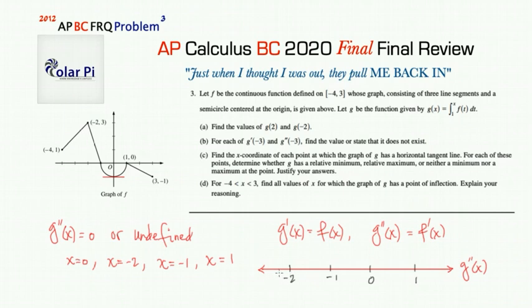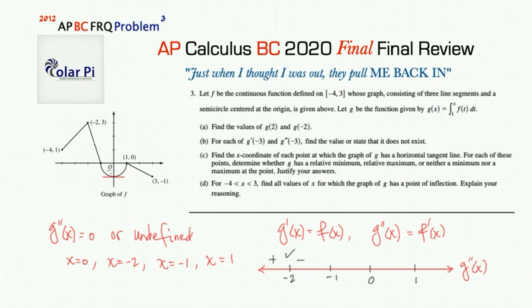Immediately to the left of -2, we're analyzing the slope of f, because that's what g double prime is. It's f prime. So immediately to the left of -2, we see that f prime is positive, so g double prime is positive, and then to the right of -2, it's negative. So this is a point of inflection, x equals -2. And this number line would suffice as the analysis and the explain your reasoning part.